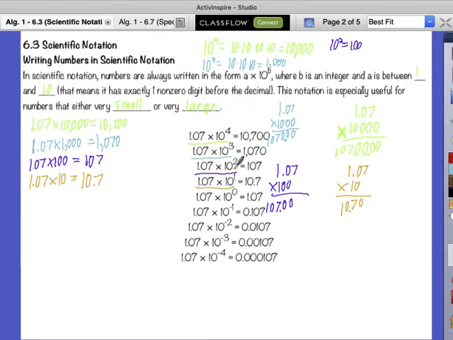So it tells us how much we move the decimal here. That's what it's telling us to do.